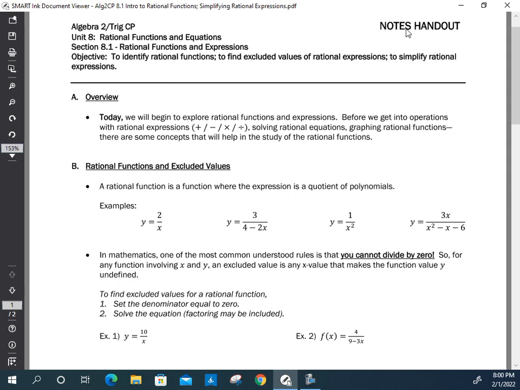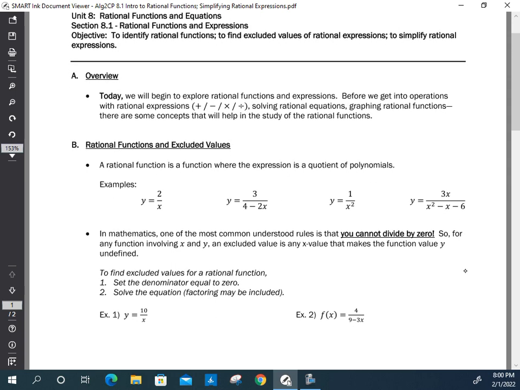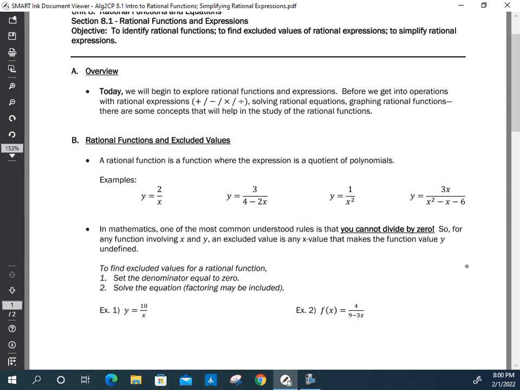So this video will be uploaded to Google Classroom for you to view and to complete the assignment that goes with it. So today we will explore rational functions and expressions. Of course, there's solving equations of rational expressions, adding, subtracting, multiplying, dividing rational expressions, graphing rational functions, so on and so forth. But there are a few concepts that we need first in order to do that.